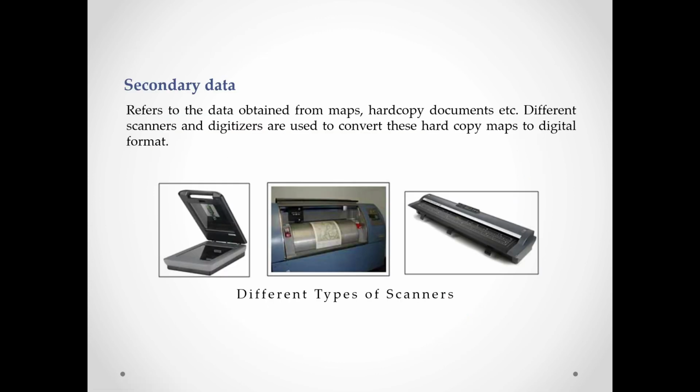Secondary data refers to data obtained from maps, hard copy documents, etc. Different scanners and digitizers are used to convert these hard copy maps to digital format.